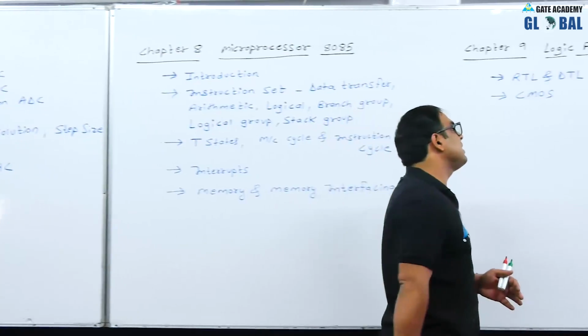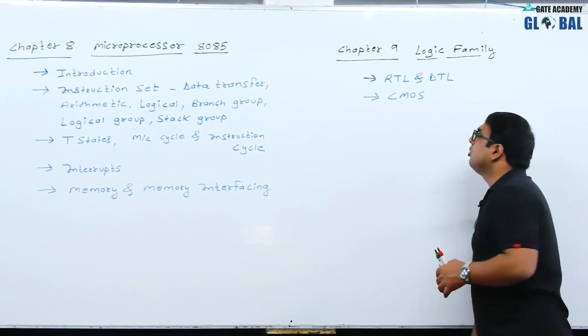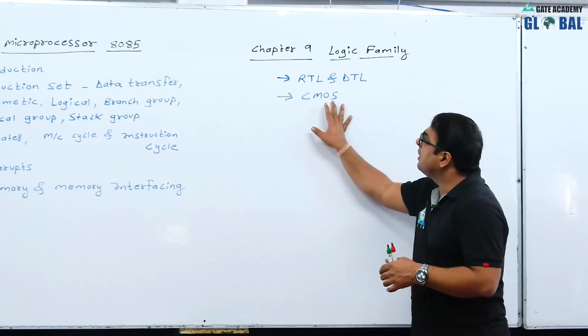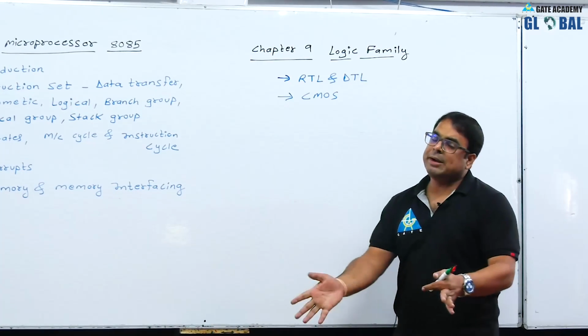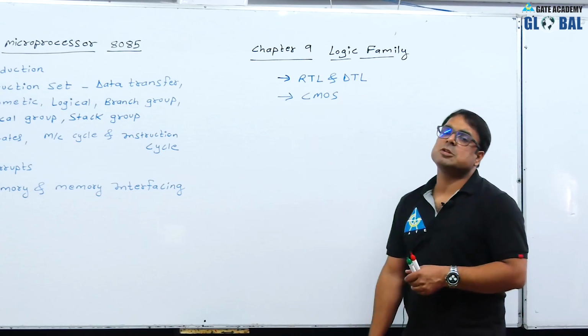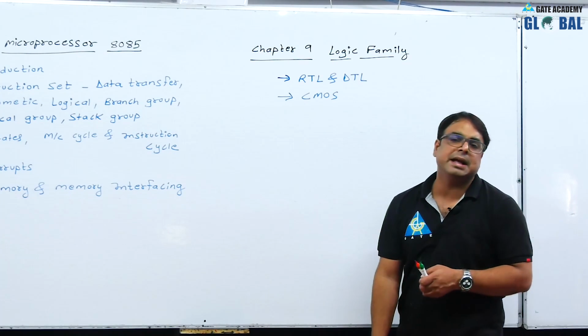Next we are going to discuss logic family. So in logic families, RTL and DTL we are going to start with, and then we are going to discuss the CMOS. Although it is a very easy topic, still we will discuss in detail with all the possible questions that have again come in the GATE exam.